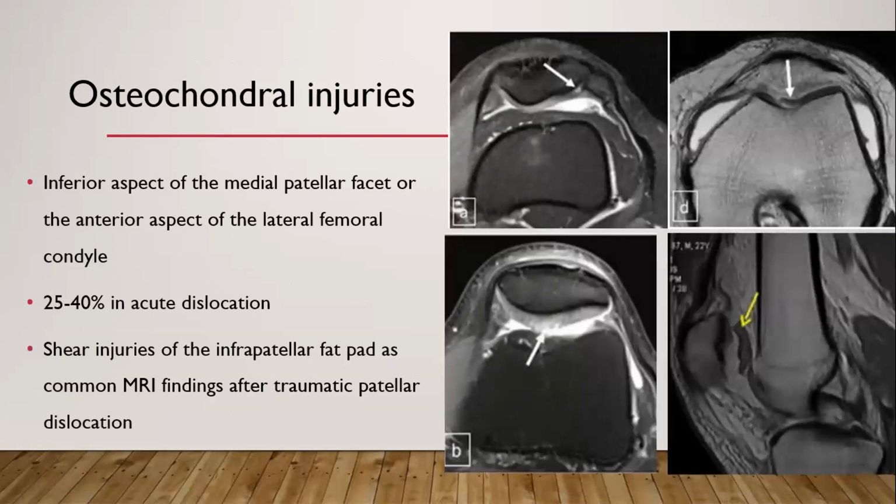Osteochondral injuries: the inferior aspect of the medial patellar facet or anterior aspect of the femoral condyle can cause osteochondral fragments, and in acute dislocation, around 25 to 40% are positive. Also, shear injuries of the infrapatellar fat pad are a positive sign in traumatic patellar dislocation.